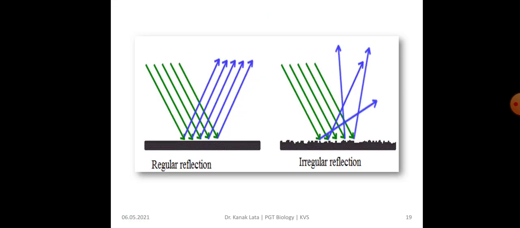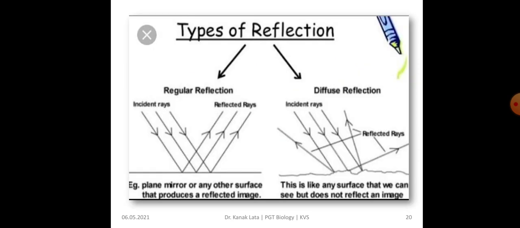In the given figure, you may see the differences between regular reflection and irregular reflection. This is also about regular and diffuse reflection.